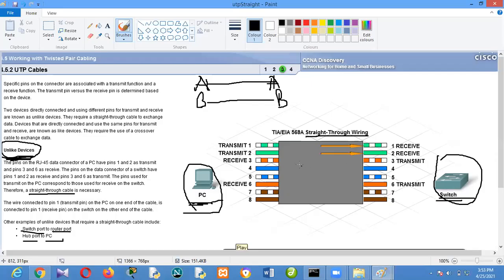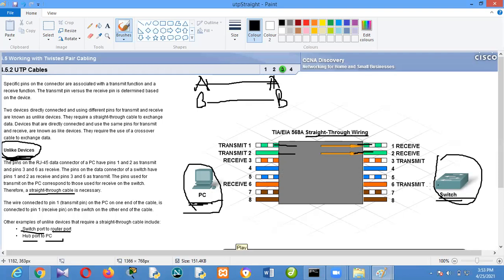So if I connected a PC to a switch, when the PC is transmitting or sending a message or data to the switch, the message is going to move from pin 1 and pin 2. That is the white-green and solid green. And it will be received by the switch on pin 1 and pin 2.